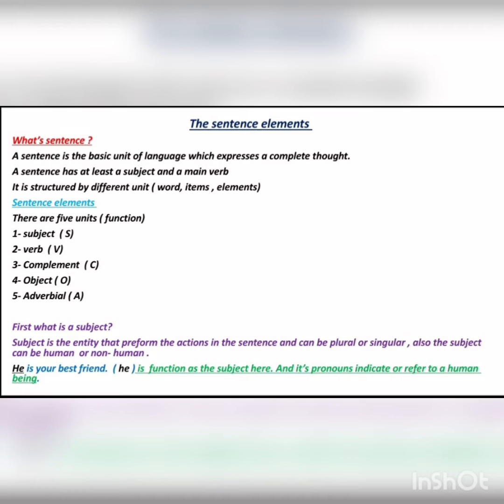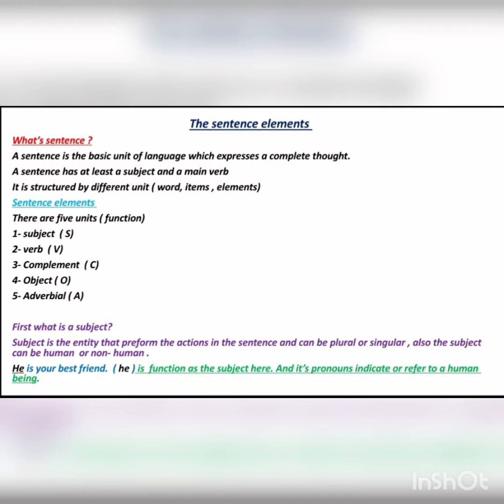First of all, what is meant by subject? The subject is the entity that performs the action in the sentence, and the subject can be singular or plural. For example, he is your best friend. He is your best friend.